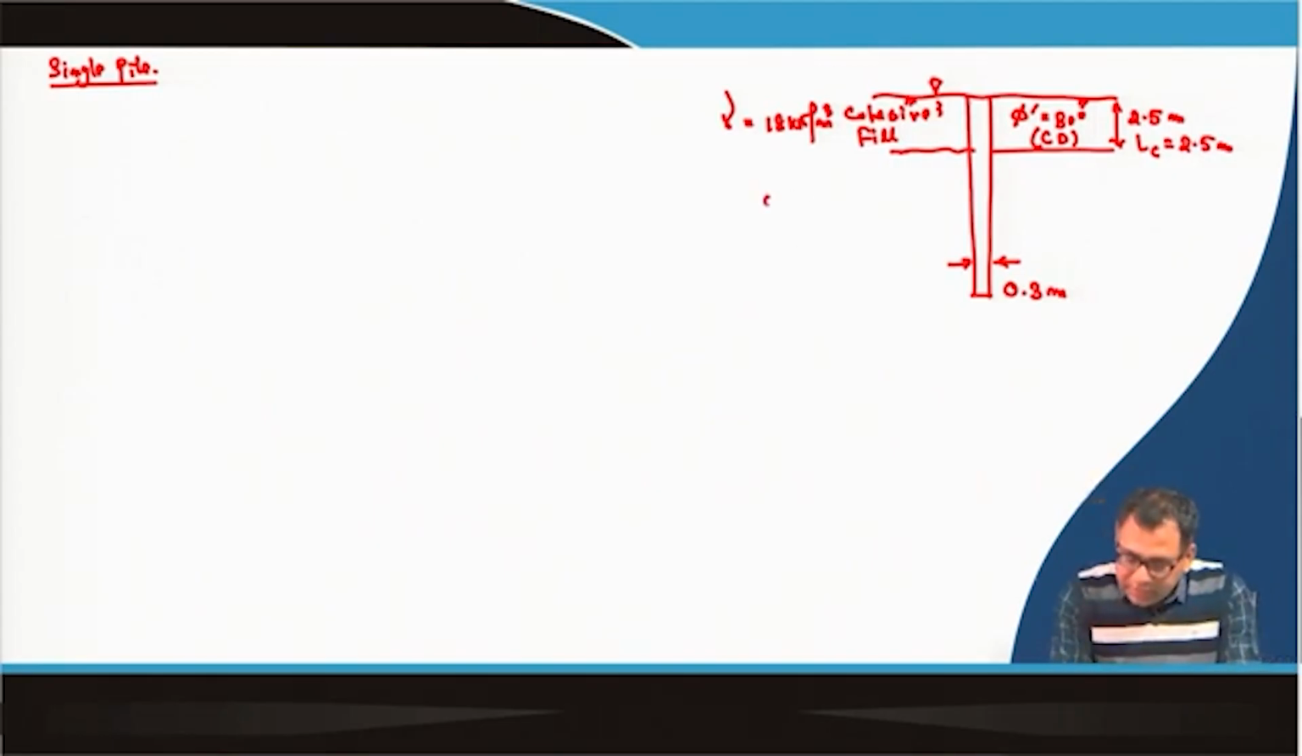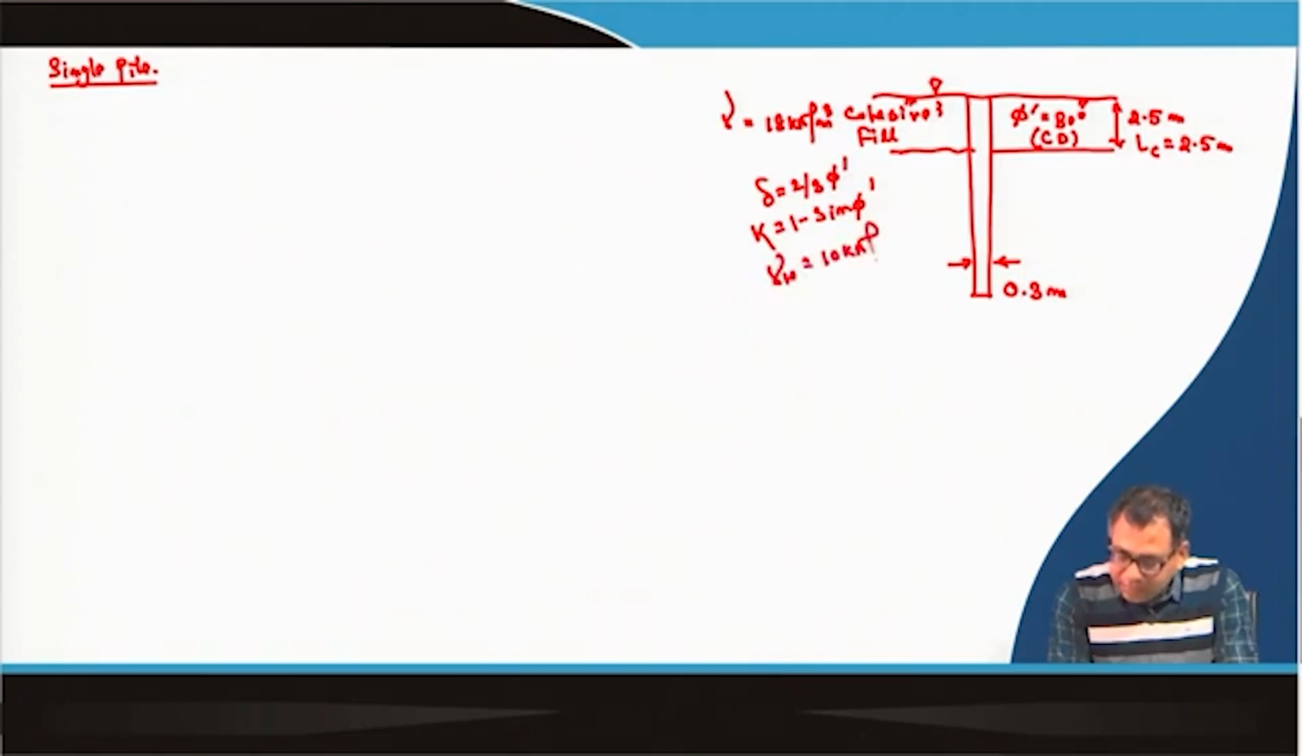We can consider the delta value as 2/3 of phi dash, because delta is given as 0.5 to 0.9, and here we have taken 2/3 of phi dash. K we know is 1 minus sin phi dash, and the unit weight of water is taken as 10 kilonewton per meter cube. We have to determine the additional load on the pile due to the negative skin friction. This is the cohesionless soil.